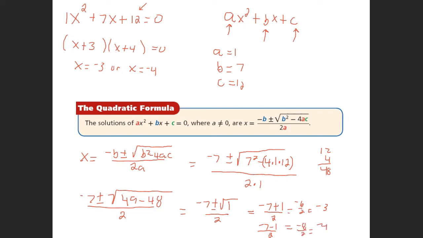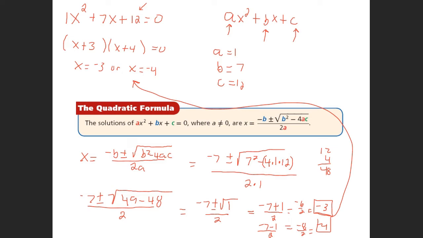Oh my goodness. I get the exact same answer as I did when I factored it. So the quadratic formula is just another way to solve a quadratic. Again, not all problems factor, so there has to be another method to solve these.